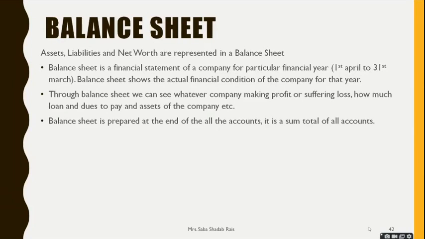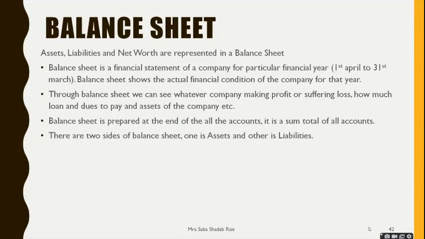It is prepared at the end of all accounts, on the last date. So till 31st of March, whatever expenditure is done by the company, everything is included in this balance sheet. So we can say it is the sum total of all the accounts. I told you that we maintain different types of accounts. We are making the profit and loss account, the real account, the nominal account. So each and everything, all the accounts will be included here.